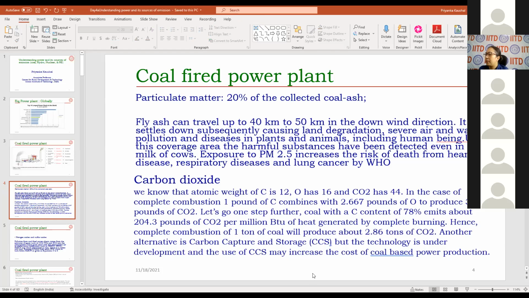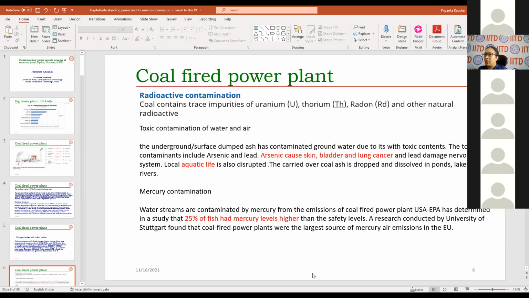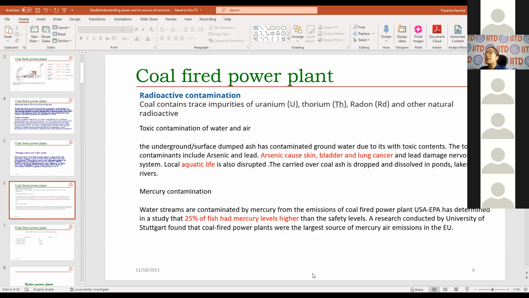Next, from coal, of course, there is particulate matter and CO2. Next is nitrogen and sulfur oxide. So NOx and SOx, as we all understand, when they go into the atmosphere, they react and form acidic compounds like sulfuric acid and nitric acid, and they get precipitated with the rain, which is popularly known as acid rain. And yes, that was about acid rain, about the NOx and SOx contamination. And then there are some radioactive contaminants available as well.